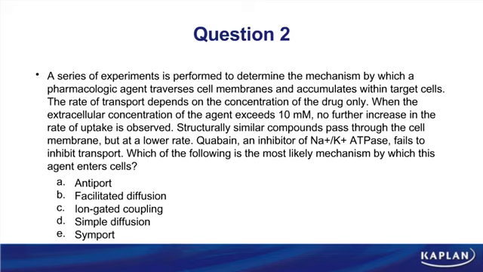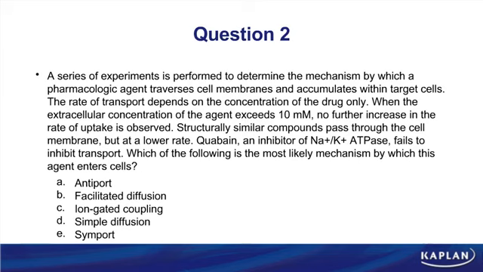What that tells us is that when we go above 10 millimolar, we are saturating the system. Since the system has been saturated, that rules out one of our very common answer choices here, which is simple passive diffusion. Since it's saturated, this system involves a carrier. It leaves us really with two options, facilitated diffusion and active transport.